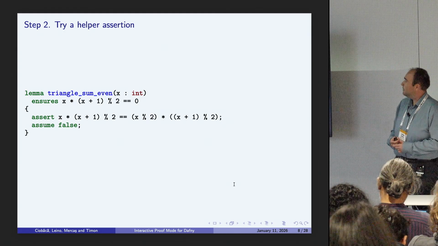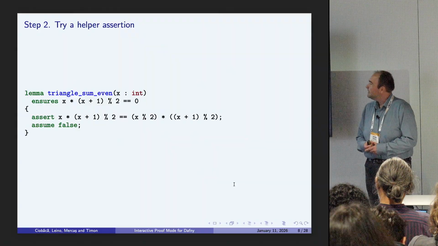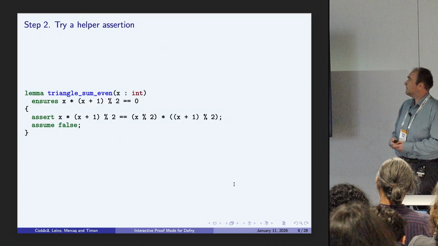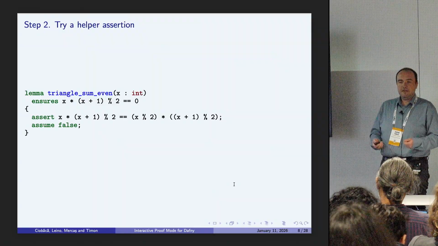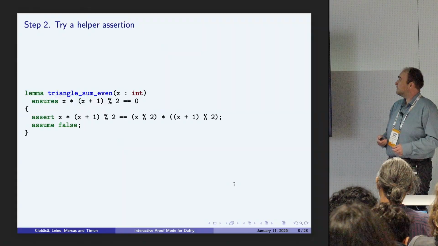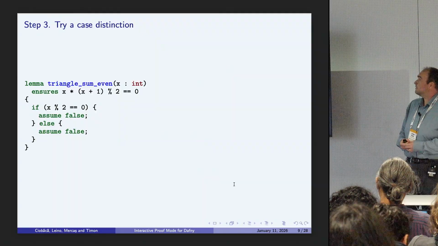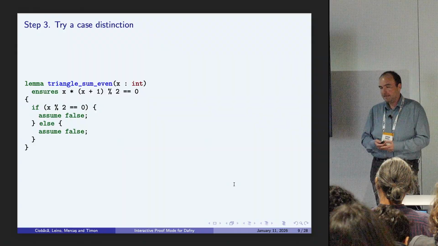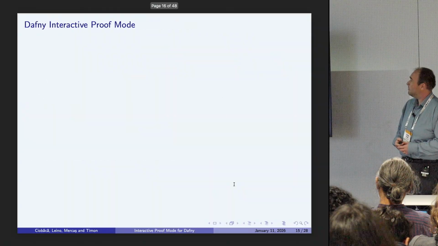So the first thing you might check is, well, does Dafny know that the modulo operation distributes over multiplication? You try this assertion here, you run the compilation again, and this assertion fails. So this doesn't work, you need another strategy. You could try a case distinction. You could think about, wait, what happens if x is even or odd? And then fill in each of the cases separately.